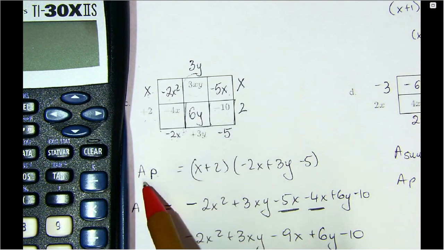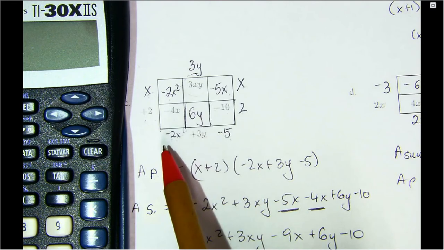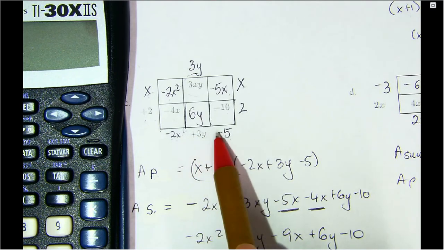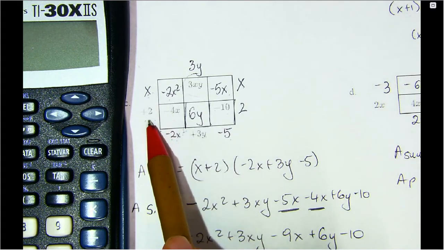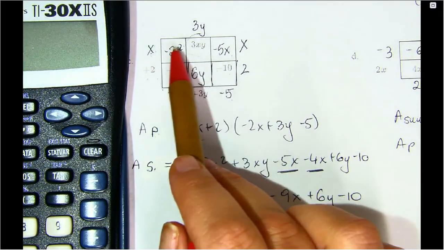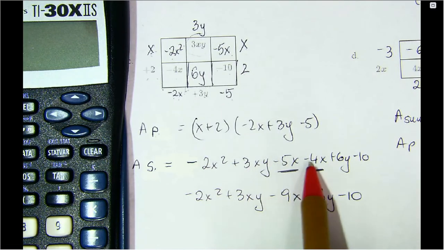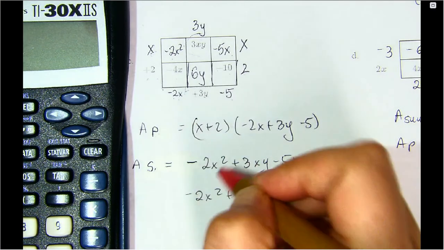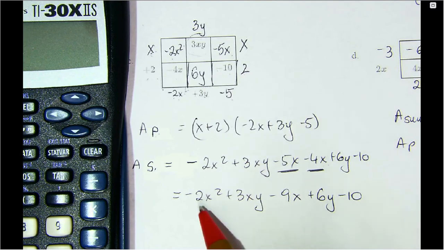So area is a product. Base times height. I keep switching them. Base is negative 2x plus 3y minus 5 times height is x plus 2. Area as a sum, well, I just put all the insides. I add them all together. And then I started to combine them. The only thing I could combine is x's. So that turned into negative 9x. And everything else stayed the same.